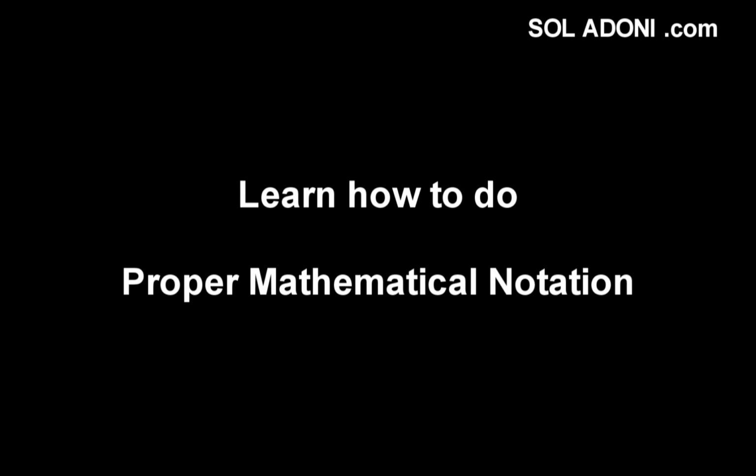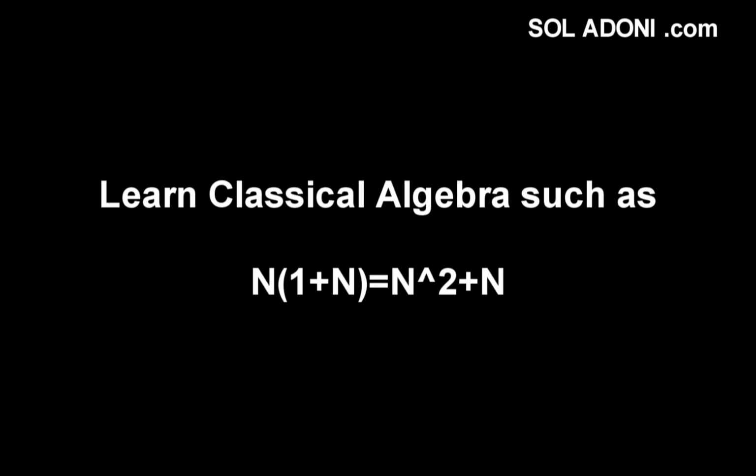Learn classical algebra. Then you would become familiar with a concept such as n, meaning any positive integer, times 1 plus itself, n, is always equal to n squared plus n. So this great puzzle that someone created is actually based on this classical algebra notation, that any number times itself plus 1 is always equal to the square of that number plus the number.